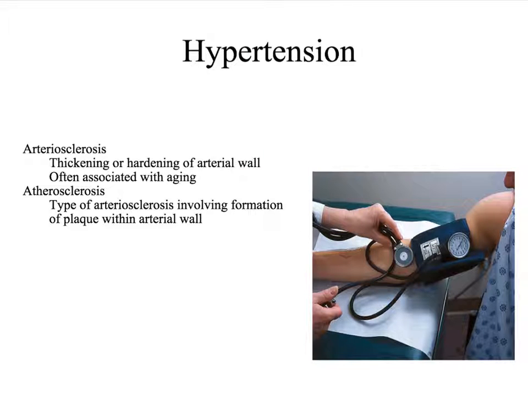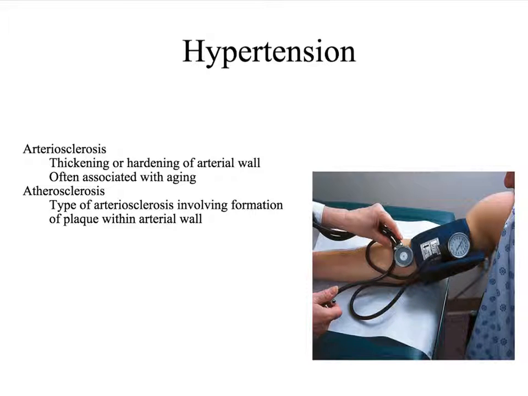It's important to review the pathophysiology of arteriosclerosis and atherosclerosis when talking about risk factors related to a patient developing hypertension. Arteriosclerosis refers to the thickening or hardening of the arterial wall that is often associated with aging. Atherosclerosis is a type of arteriosclerosis, but it involves the formation of plaque within the arterial wall. It is the leading risk factor for cardiovascular diseases.